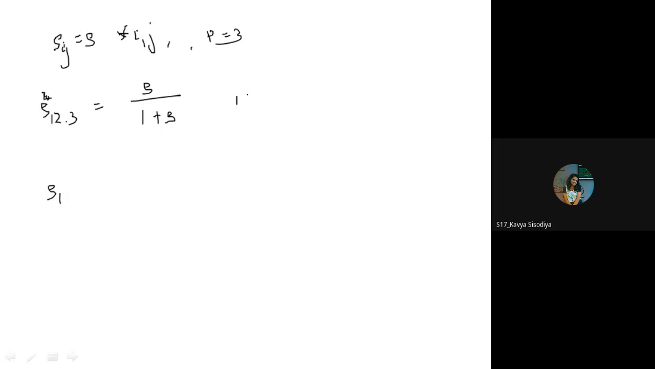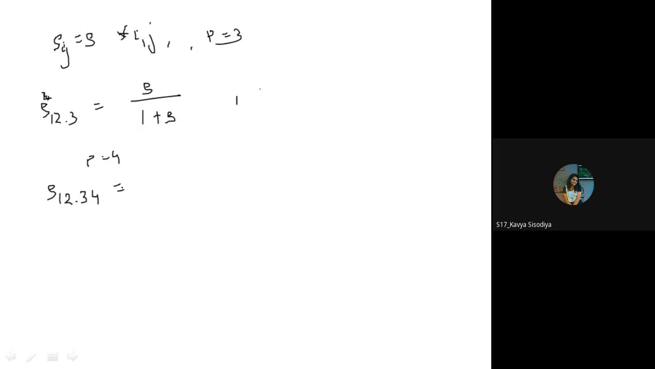So it means that when rho ij is equal to rho for every ij, and suppose p equal to 3, then the partial correlation between 1 and 2 when 3 is fixed is given by rho upon 1 plus rho. So you can see that. Now suppose p equal to 4, and you wish to find out the partial correlation between 1 and 2 when 3 and 4 are fixed.